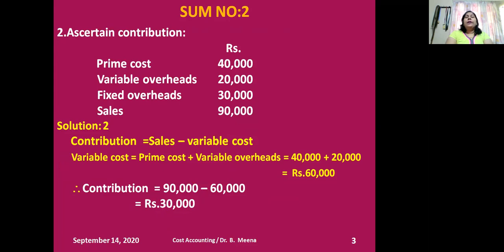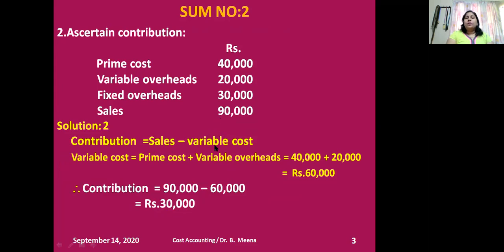The next problem is ascertain contribution. So how to calculate the contribution? The formula to calculate the contribution is sales minus variable costs. So how much sales is given? 90,000. The formula is sales minus variable cost. Sales is given directly in the problem, 90,000.